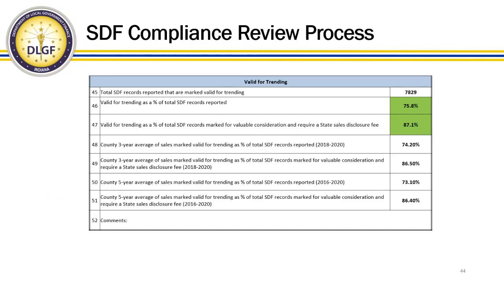Typically speaking, we have benchmarks. For the total number of sales records that you submit to us, we generally recommend that at least 35% of those sales are marked valid for trending. And for the subset of records marked valuable for consideration, we generally like to see at least 55% or more of those records being marked valid for trending.